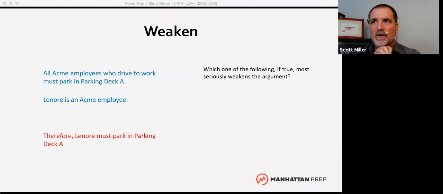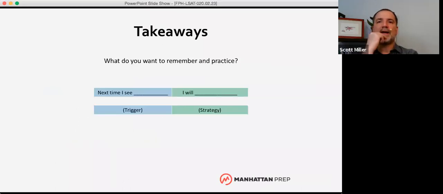Think about some takeaways. For you personally, based on what we talked about tonight, what do you personally want to remember and practice? You know, next time I see what, I will do what. Next time I see a question in LR that mentions an argument, I will make sure I understand what the argument is, understand what the premises are, and understand what the conclusion is. Next time I see a necessary assumption question, I will not automatically eliminate an answer choice just because it mentions something new, right? Things like that are definite takeaways, things that we talked about tonight that you can identify in your work and practice to improve your score.